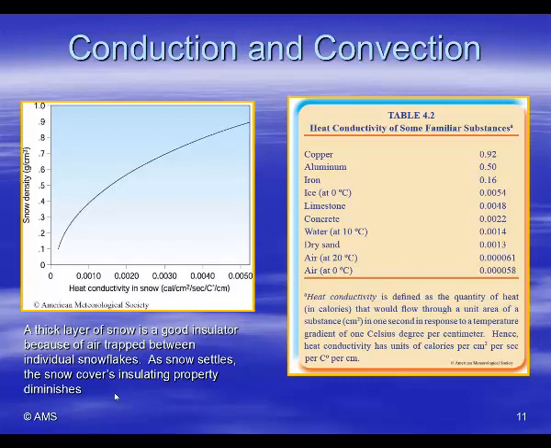So here is the heat conductivity of a few substances. Copper conducts heat very well. That's why we coat our pans with copper. And aluminum and iron also conduct heat very well. Ice doesn't conduct heat very well, and dry sand does not either. Stagnant air is a very poor heat conductor.